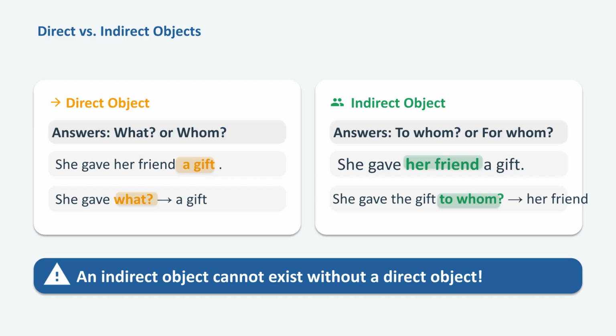Look at this example. She gave her friend a gift. She gave what? A gift. That's the direct object. She gave the gift to whom? Her friend. That's the indirect object.